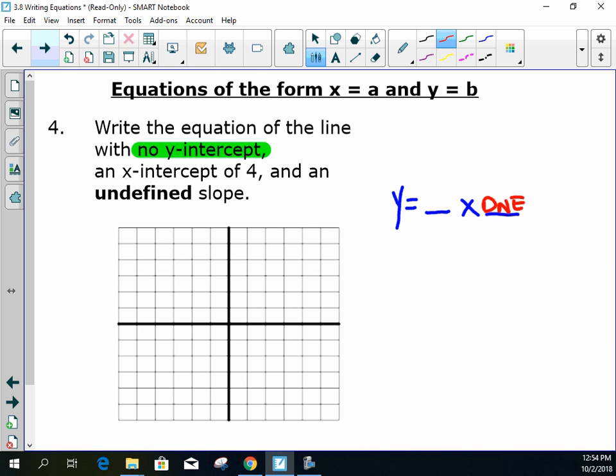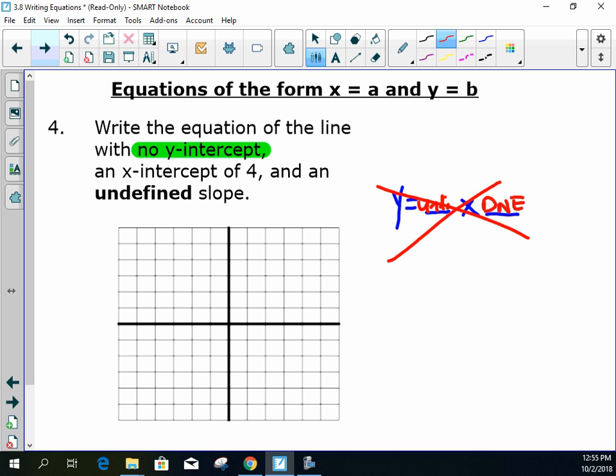What do I write for an undefined slope? I don't write 0. I write undefined. But guess what? Is that really what I'm looking for? Have you ever seen the equation of a line with words in it? No. So this is not what I want.